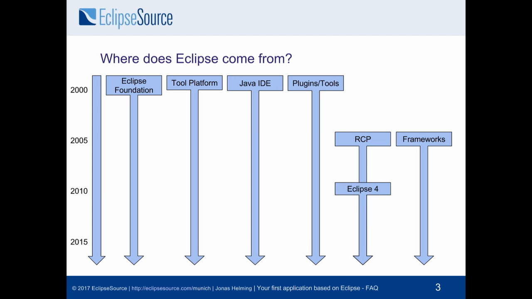Finally, last thing on this slide is in around 2010, a new major version of RCP has been released, which we call the Eclipse 4 application platform. Actually, it simplifies the API of RCP and it makes it even more flexible to create general purpose applications based on Eclipse. It doesn't really affect the tool platform or IDE so much. This only affects applications which have nothing to do with development use cases.